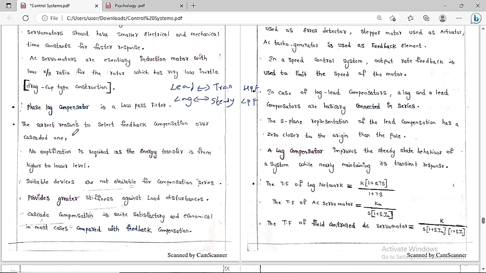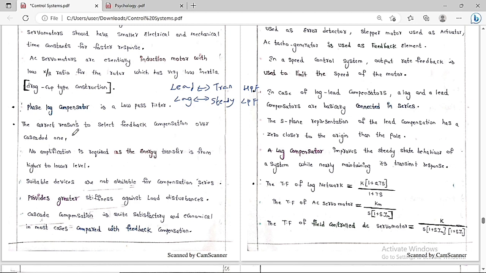So finally I can say the correct reasons in order to select the feedback compensation over the cascade compensation or series compensation are: no amplification is required as the energy transfer is always taking place from higher level to lower level in the case of feedback compensation, and there are no suitable devices available for the series compensation or the cascade compensation.